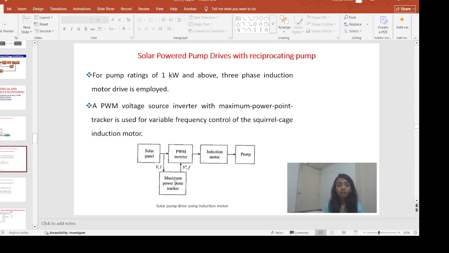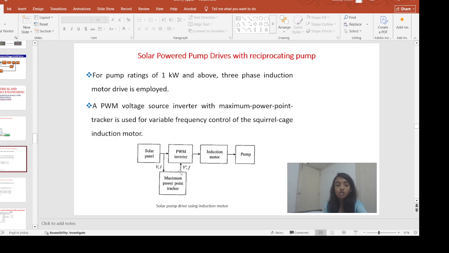Next what we have? We have the maximum power point tracker, in short MPPT. So what it will do? It will monitor the voltage and the current from the solar panel to determine the maximum power point, and it will ensure that the solar panel operates at its most efficient point to maximize the power extraction. It will send the optimized voltage and the frequency to the PWM inverter.